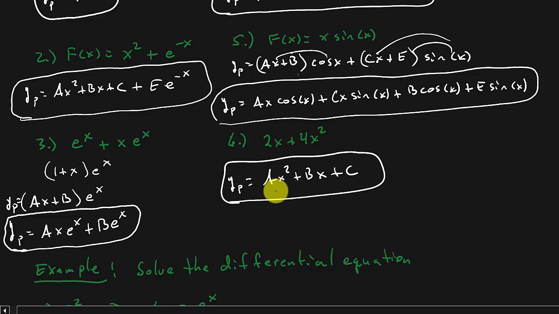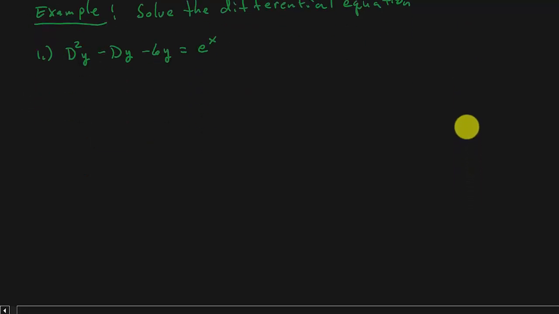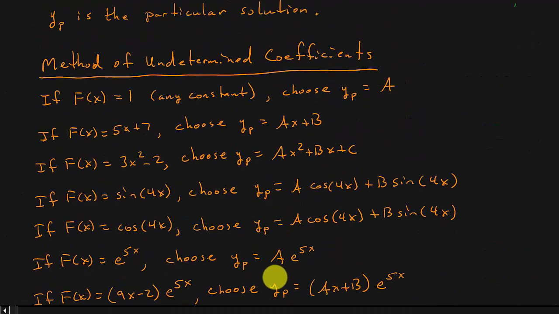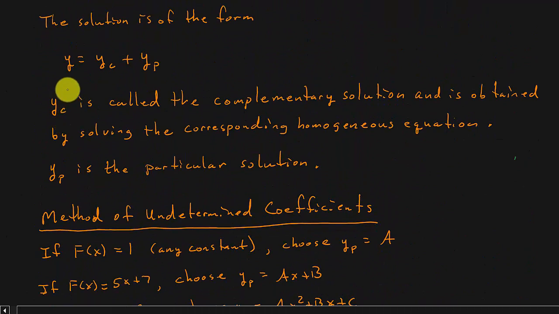All right. So now we've worked through a few examples of choosing y sub p. Now let's solve some equations. So what do we have to do? Remember, y is equal to y sub c plus y sub p. So we've got to find the complementary solution, y sub c, and the particular solution, y sub p, just like it said up here.